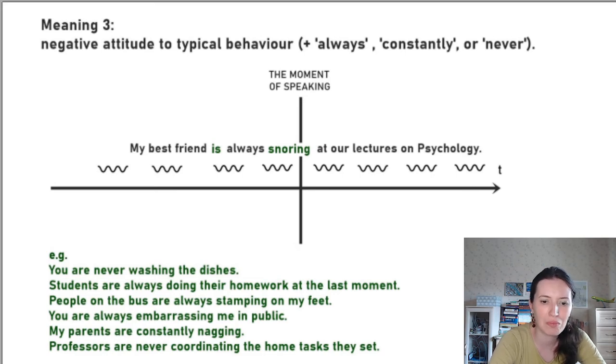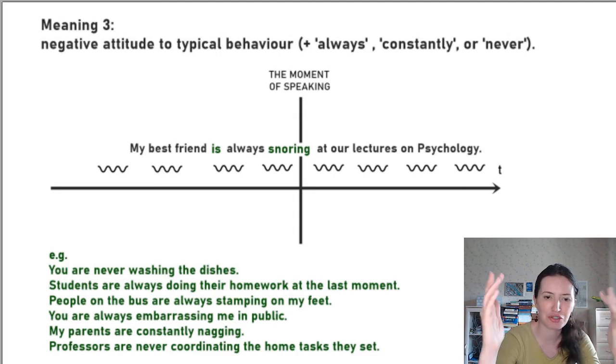Or like, I don't know, my parents are constantly nagging. Вечно мои родители читают нотации. Or you're always embarrassing me in public. Вечно ты позоришь меня при людях. So then these sentences should be negative. They should be emotional. You feel something, right?